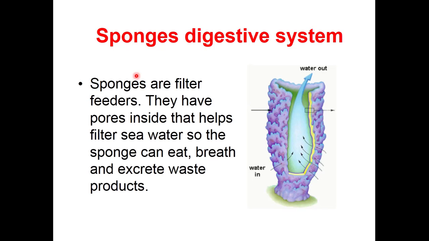Let's see the different ways for invertebrates to digest the food. Let's start with sponges. Sponges are filter feeders. They have pores inside that help filter seawater, so the sponge can eat, breathe, and excrete waste products. See here in this layer of the sponge, they have small pores. Water will enter these pores, and then the cells inside the sponges will absorb the nutrients and oxygen from this water, and the wastes will go out.